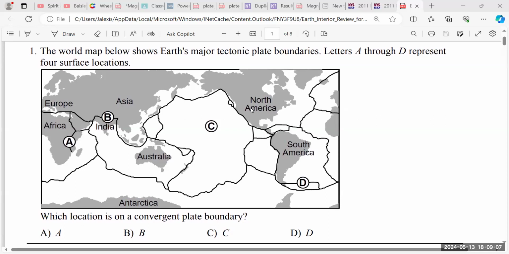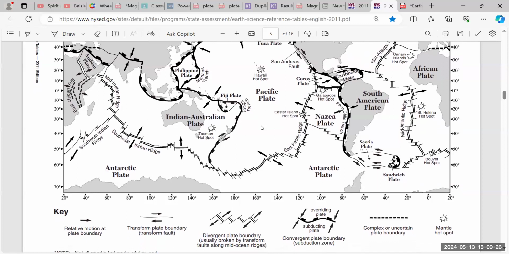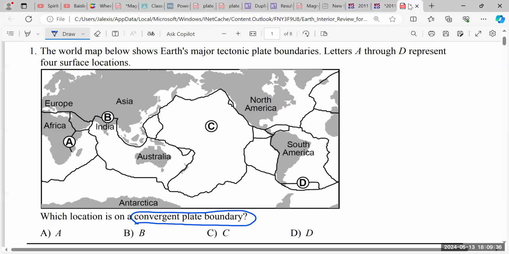All right, so when I take a look, I know automatically that I'm going to be looking for the convergent plate boundary, and I'm looking at what page will show me that information. Page 5. When I'm looking at page 5, I'm looking for the symbols where the plates are heading towards each other. That's showing a convergent plate boundary. When I'm looking at this map, I'm going to check where A, B, C, and D are on page 5 of the reference tables, okay?